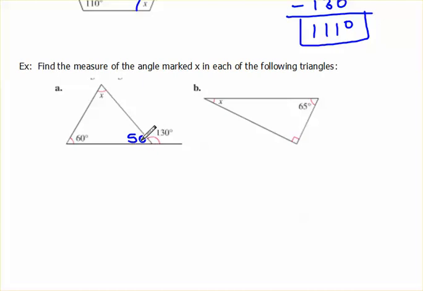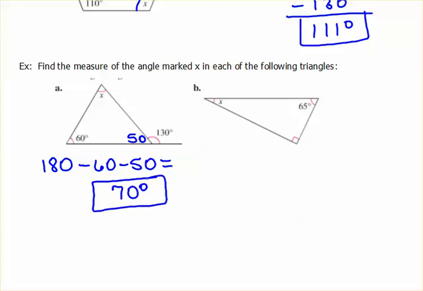Now that we know two of these angles, we can find the third one, because 180 minus 60 minus 50 is going to end up giving us a 70-degree angle. So that x has to be 70 degrees.